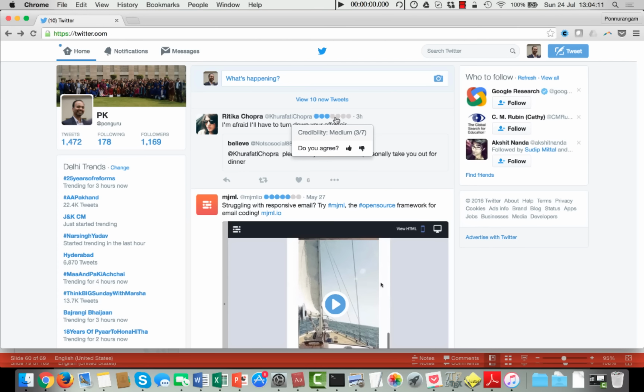If you see here, it is actually showing you a value of 3 on 7, and when I hover over it, it gives me information saying credibility medium, 3 on 7. Do you agree? This is the way, if you remember the machine learning model that we built using the features, you take that model, and whenever we get feedback like this, we can go and update that model to make it more efficient. In this case, you could say that, yes, I agree with the value of 3 on 7. It gives you a message saying thank you for the feedback.